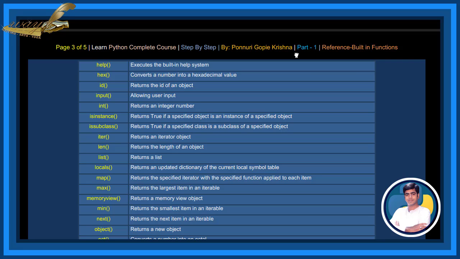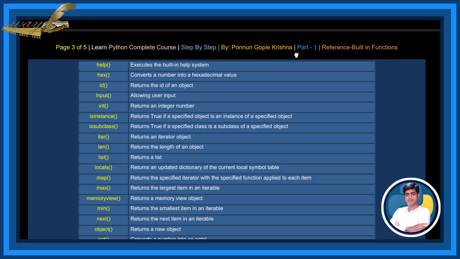The input function allows user input. The int function returns an integer number. The isinstance function returns true if a specified object is an instance of a specified class. The issubclass function returns true if a specified class is a subclass of a specified class. The iter function returns an iterator object.